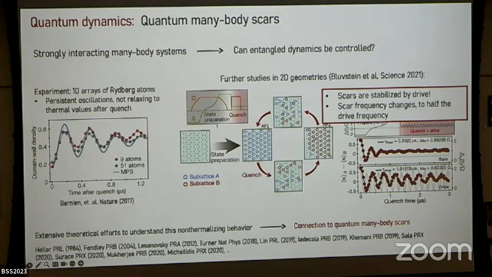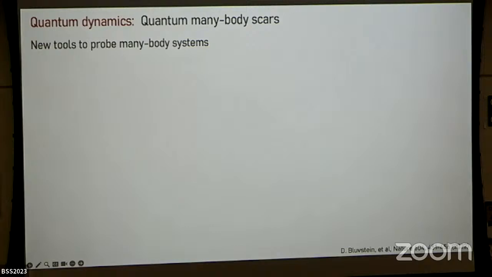So again, I'm not telling you anything about scars. We just saw that we could stabilize the scars with the drive, but the frequency was changing. What I want to show you, which I think is interesting and related to some questions you asked yesterday, is that with this experiment we also introduced some new tools to probe this many-body system. The idea is related to this hybrid analog-digital method that I mentioned at the beginning.